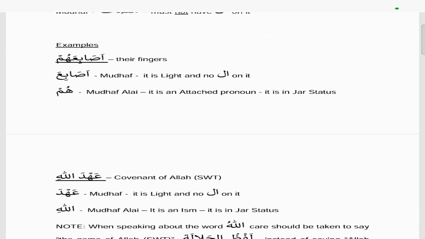Some examples here that we got: asabi'ahum, which means their fingers. If you rearrange that, you can say fingers of theirs. So it means their fingers. So asabi'a is the mudaf. And you'll notice that it is light, because the heavy version would be asabi'an, and it has no al on it. So it follows the rules for mudaf. And in this case, this mudaf is nasab status because of the fatha.